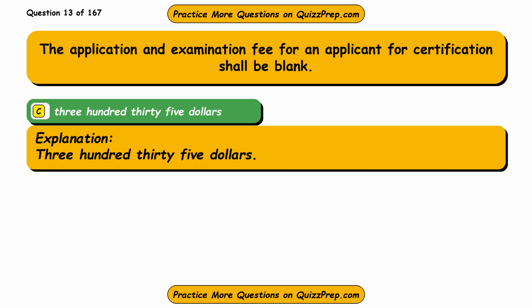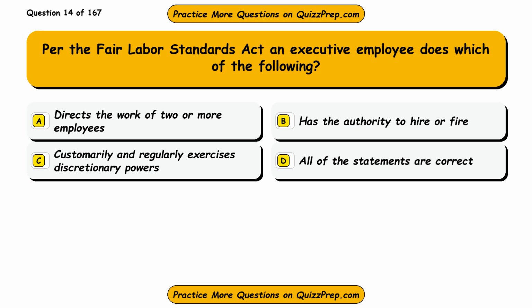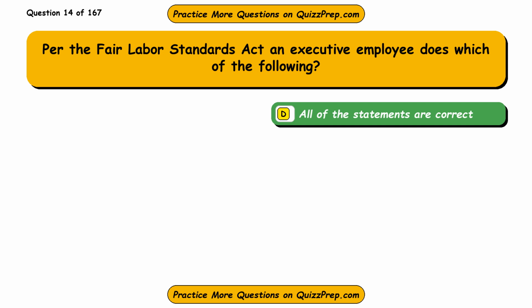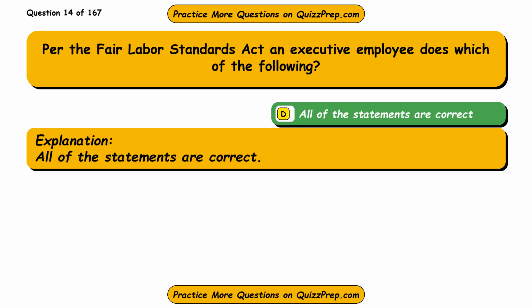$335. Question 14. Per the Fair Labor Standards Act, an executive employee does which of the following? Option A. Directs the work of 2 or more employees. Option B. Has the authority to hire or fire. Option C. Customarily and regularly exercises discretionary powers. Option D. All of the statements are correct. The correct answer is option D. All of the statements are correct.